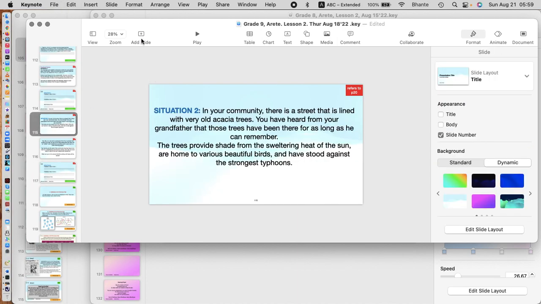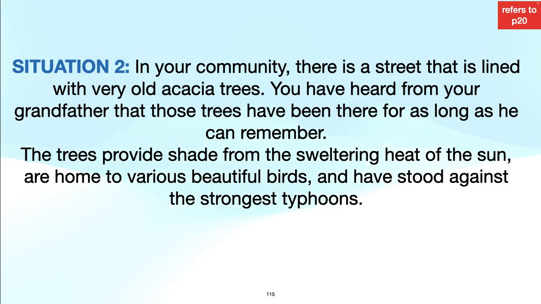So back to it. Situation 2 then. In your community, there is a street that is lined with very old acacia trees. You have heard from your grandfather that those trees have been there for as long as he can remember. The trees provide shade from the sweltering heat of the sun, are home to various beautiful birds, and have stood against the strongest typhoons.